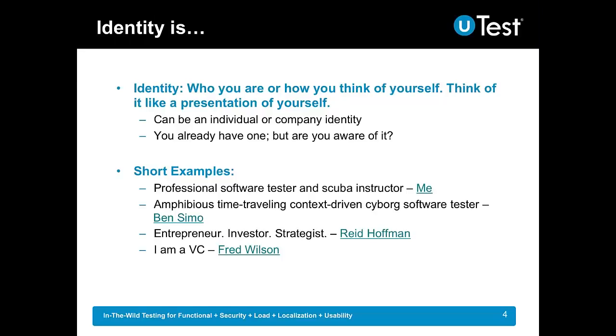So let's give you some examples. So a presentation of your identity, you can do this for individuals or a company. Twitter is a really good example, or I should say Twitter bios are really good examples of what people think of themselves and then how they're presenting that. So for example, I often say that I'm a professional software tester and scuba instructor. Ben Simo, who is a well-known software tester, considers himself an amphibious, time-traveling, context-driven cyborg software tester. Others do this as well.